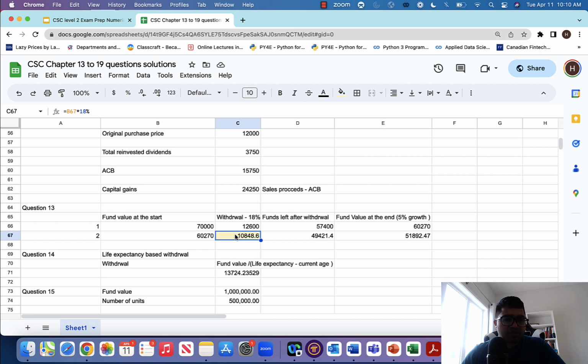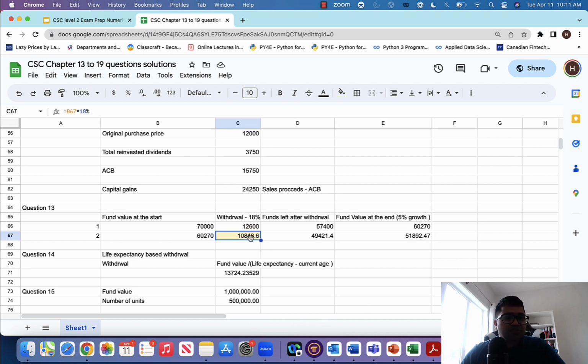So 18% you withdraw. So $10,848 you withdraw. Then what is left? 60,270 minus 10,848, 49,241 is left, right? That gets invested at 5%, so it grows. So 49,241 into 1 plus 5%, 51,892, and this will continue to go.